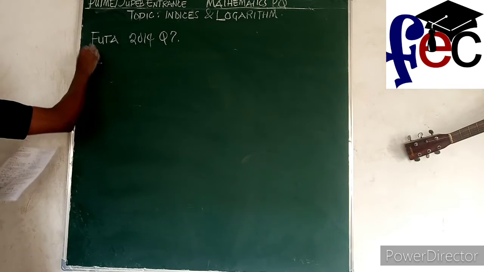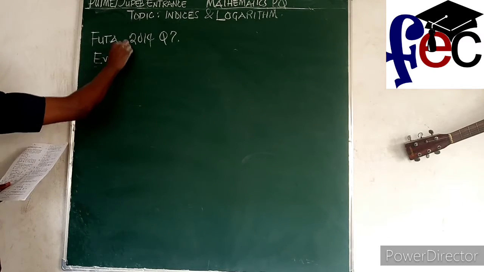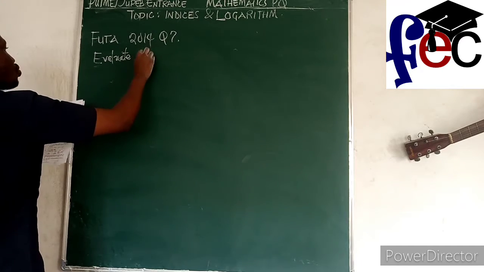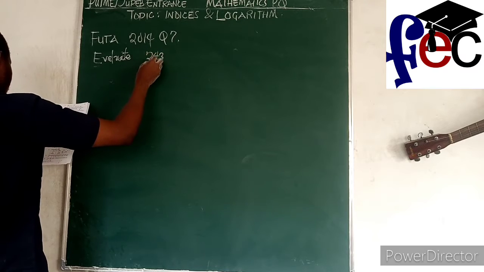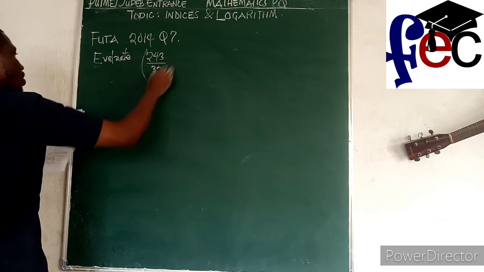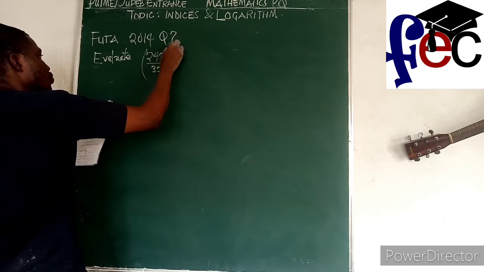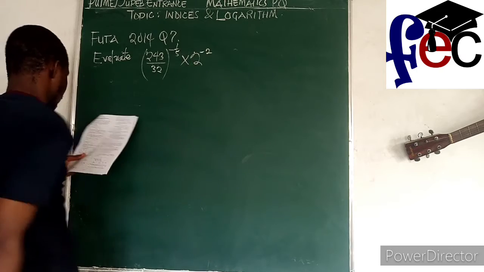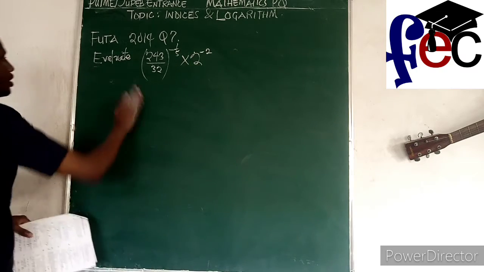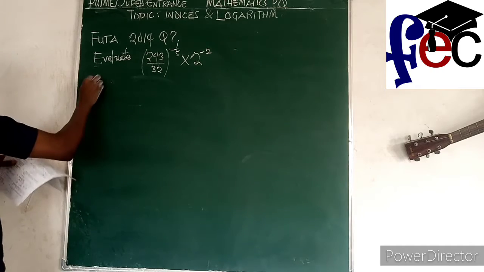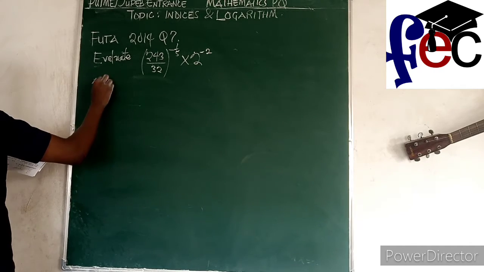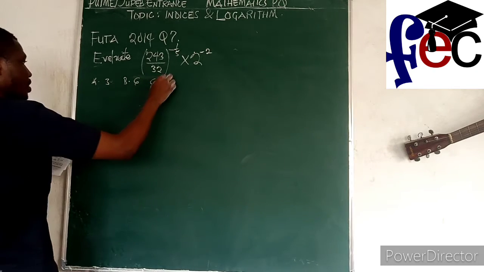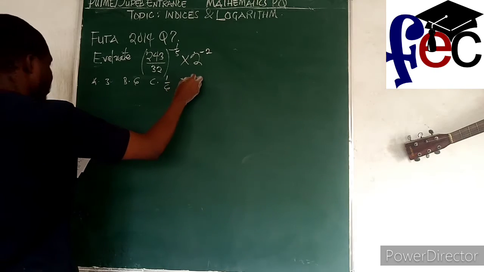Okay, we're asked to evaluate 243 over 32, all raised to power minus 1 over 5, times 2 raised to power minus 2. Okay? Alright. So option A, we have 3. Option B, we have 6. Option C, we have 1 over 6. Option D, we have 1 over 3.